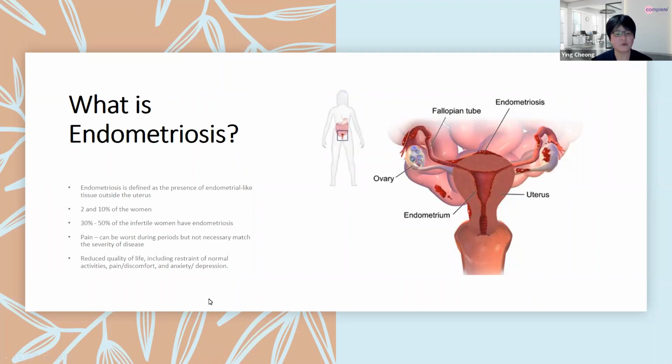Now, what can endometriosis cause? Well, many women do have pain with endometriosis, often worse during periods, but not necessarily so. And also the curious thing about endometriosis is that many times it doesn't correlate very well with the severity. The pain or symptoms could be very bad and the disease could be very mild, or the opposite, right? Whatever it is, it has been shown to reduce quality of life, of course, because of the pain and discomfort, but also it causes a lot of anxiety and depression.